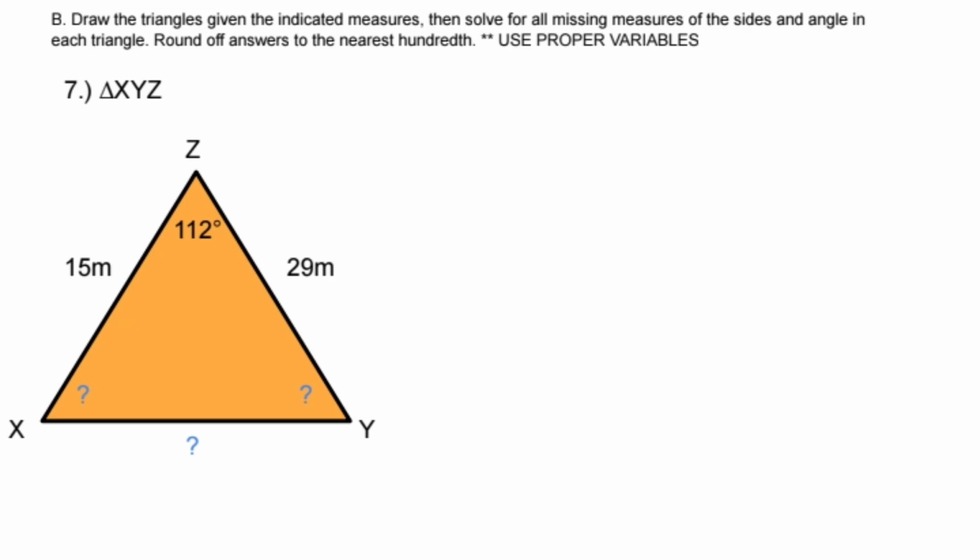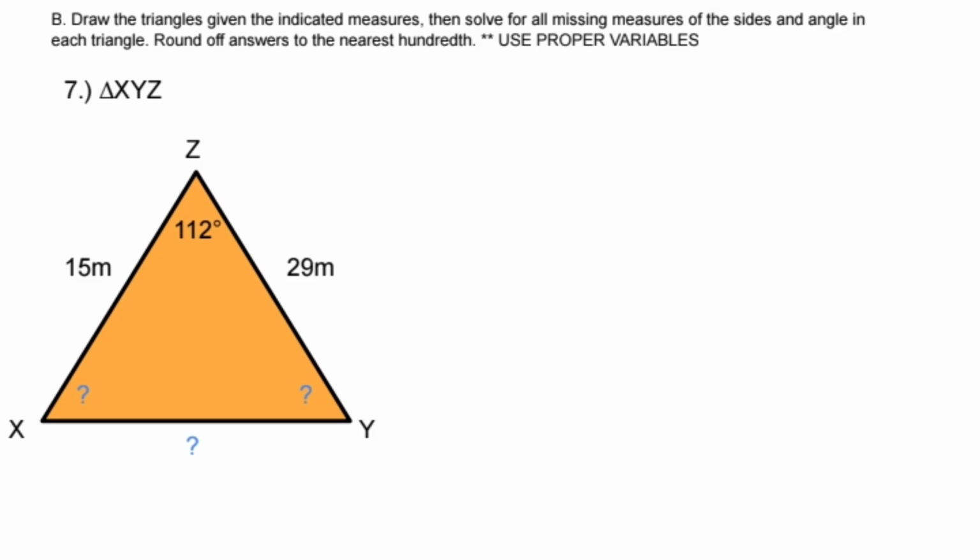B. Draw the triangles given the indicated measures, then solve for all missing measures of the sides and angle in each triangle. Round off answers to the nearest hundredth and use proper variables. So what we have here is a triangle XYZ.